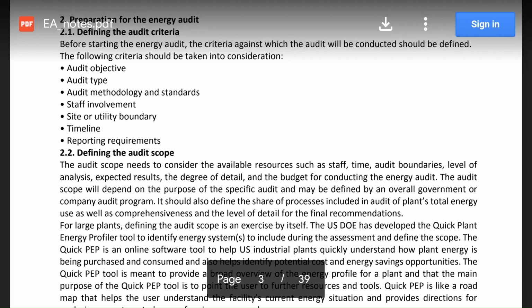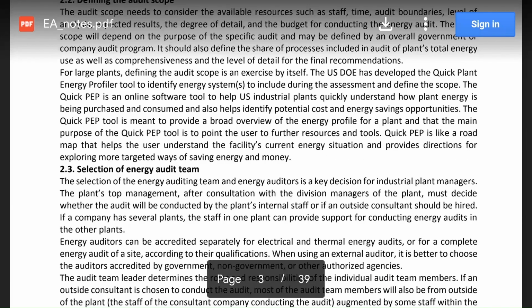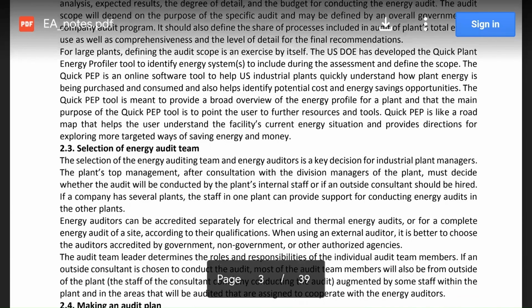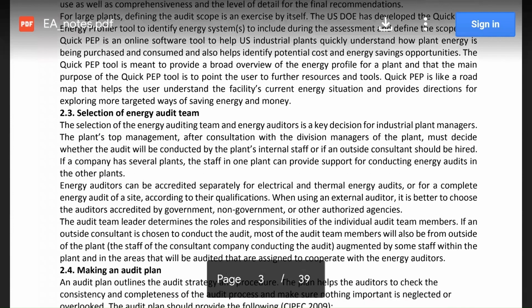So to help these agencies and also these industries, different countries have developed different tools. For example, the US has developed QuickPEP. This is an online software tool which helps industries and plants to analyze themselves: how the plant energy is being purchased, how it is being consumed, how quickly it is being consumed, and what cost saving opportunities are available for them.